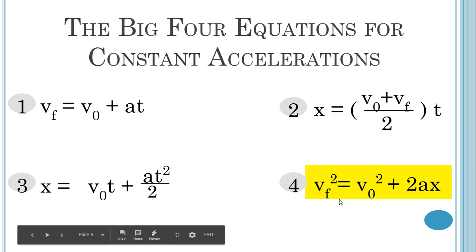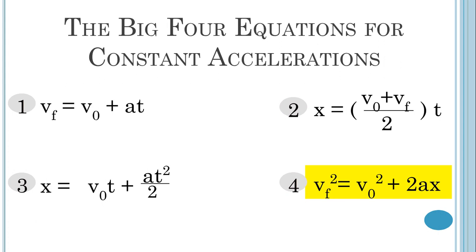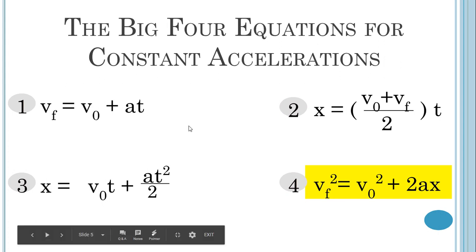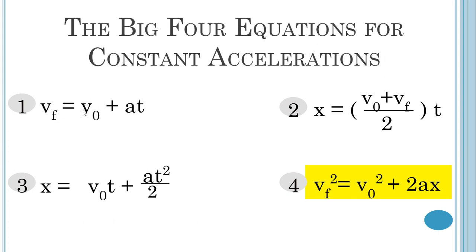Okay. In physics, there are 4 big equations that we use for constant acceleration. So this is very, very important. The first one, we have VF, which is the final velocity, and that's going to be equal to the initial velocity plus the acceleration times time. Second one, we have x, which is our distance, is going to be equal to the final velocity plus the initial velocity divided by 2 times t.